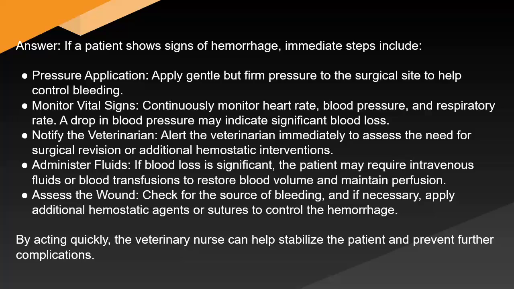Administer fluids. If blood loss is significant, the patient may require intravenous fluids or blood transfusions to restore blood volume and maintain perfusion. Assess the wound. Check for the source of bleeding and, if necessary, apply additional hemostatic agents or sutures to control the hemorrhage. By acting quickly, the veterinary nurse can help stabilize the patient and prevent further complications.